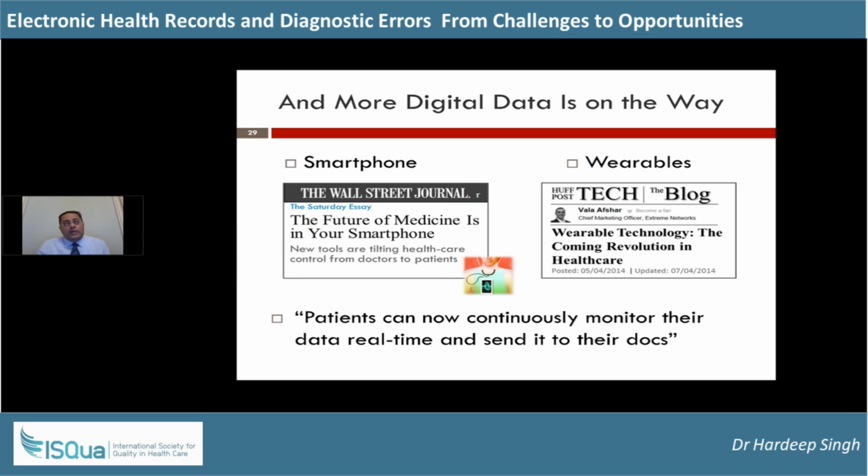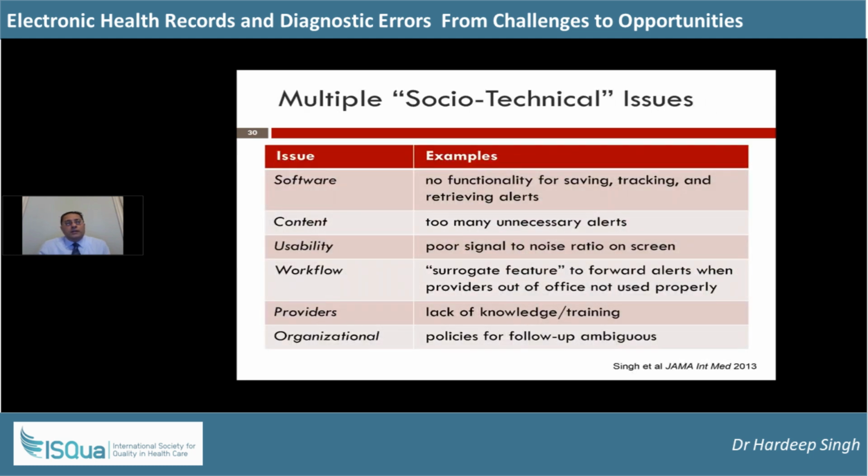What we found in this body of work was not just software problems, for instance. People described problems with functionality of saving and tracking some of these test results. They said there's too much information. We found usability problems. They said the screen is really monotonous on the electronic health record. We found workflow problems. A provider would go on a vacation, but not forward the alerts to somebody else when they're out of office. We found lack of training.